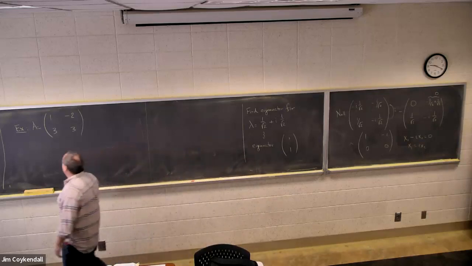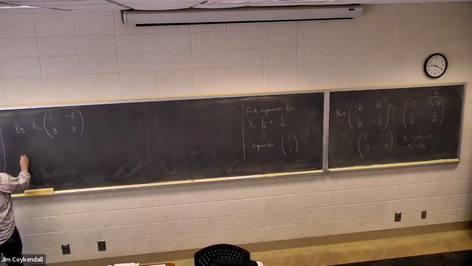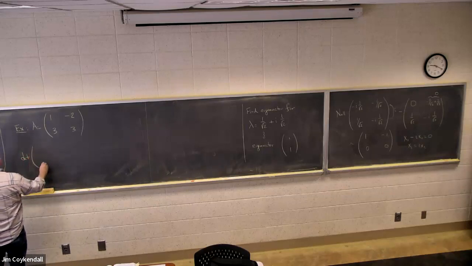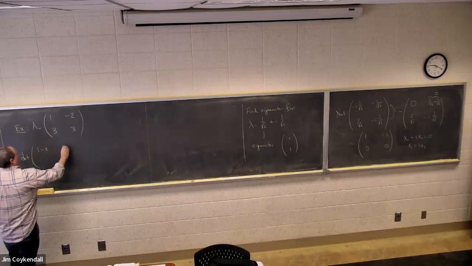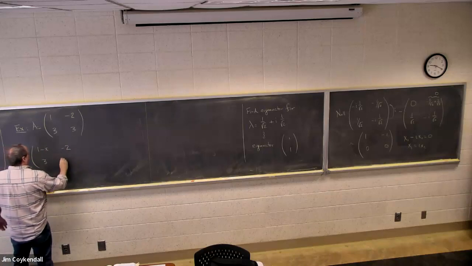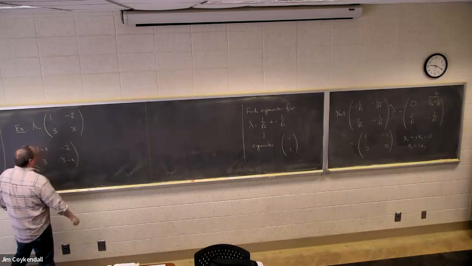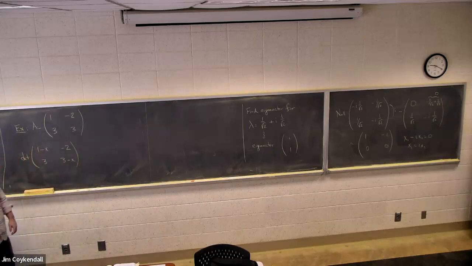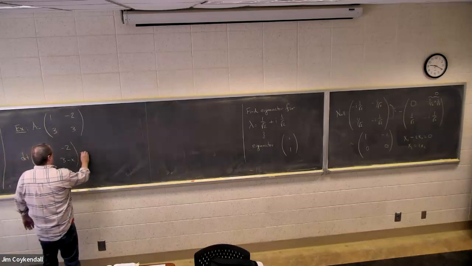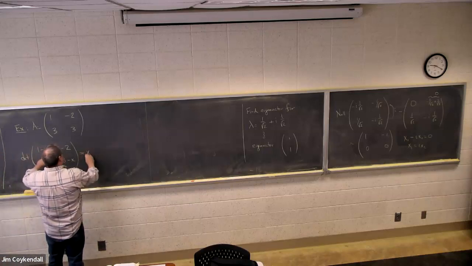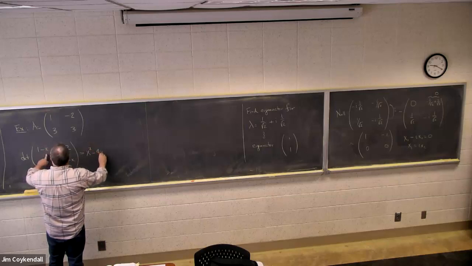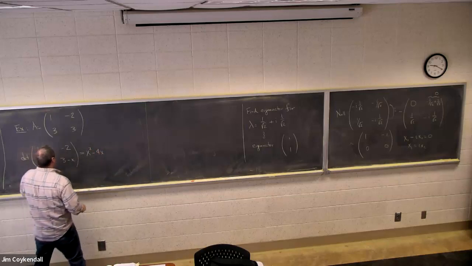So the first thing I want to do is look at the determinant of 1 minus x, minus 2, 3, 3 minus x. And this gives me x squared minus 4x plus 3 and 6 is 9.